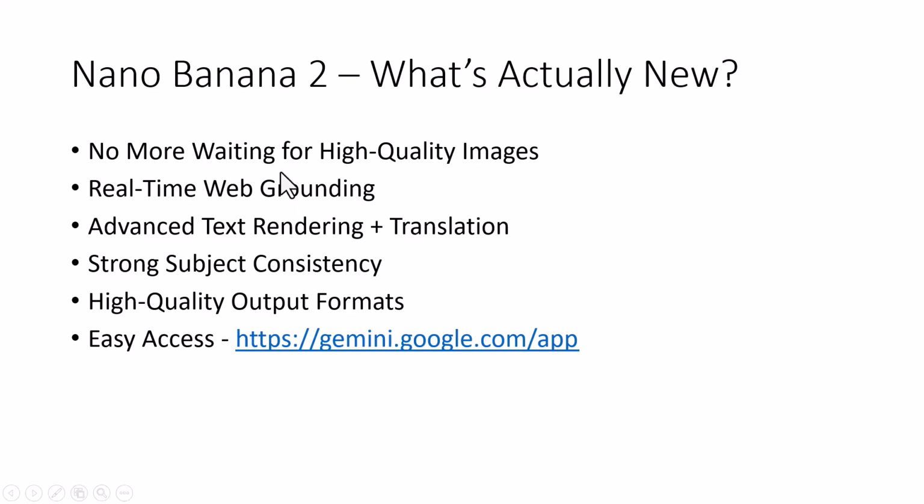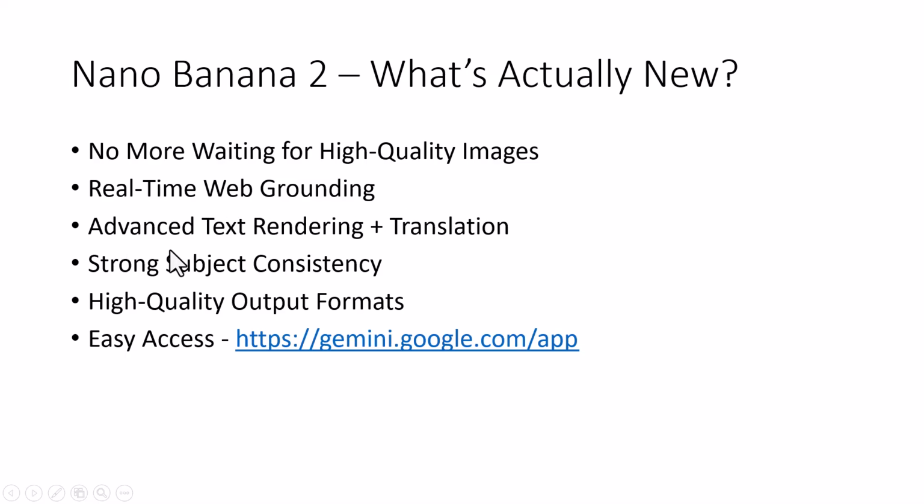Okay, so this is not just a speed update, right? It comes with other capabilities as well, such as real-time web grounding. This is powerful, right? The model can pull live information from Google search. It can use real world reference images or it can render accurate locations, people and objects, right? So that means better accuracy when generating real world content.